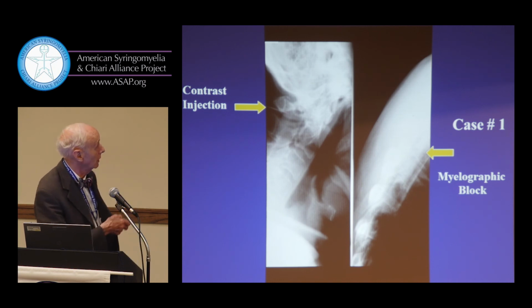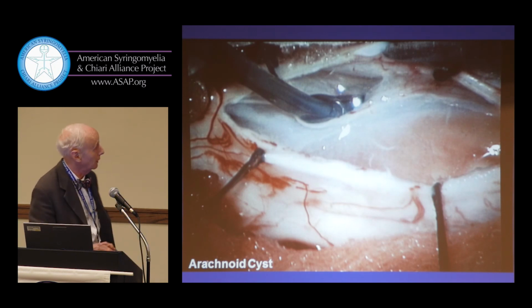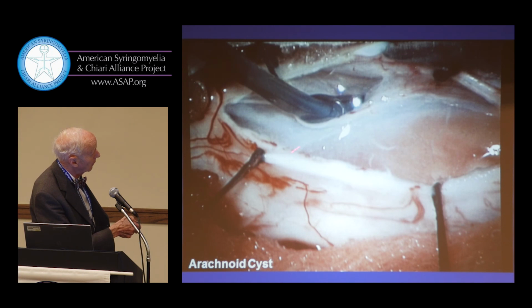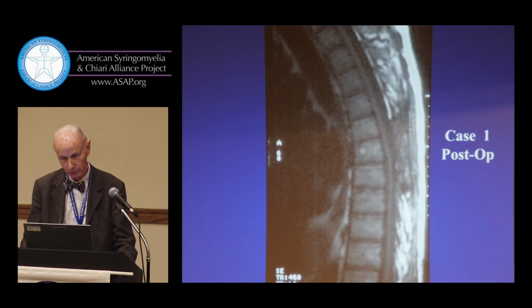Here is the contrast being injected up there, and you can see right there a meniscus. And when we went in, we found at this level a membrane, and you can see how this is within the dura. The dura is being retracted to each side. This is an arachnoid membrane, which we then severed and restored the normal circulation.